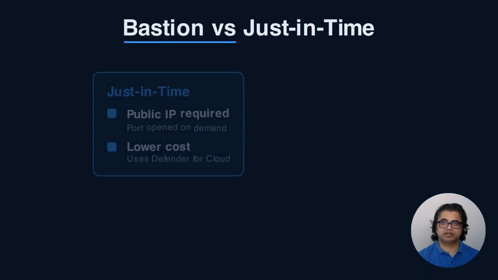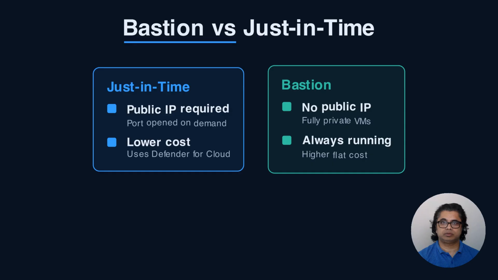The closest competitor is just-in-time access. Both reduce exposure, but differently. Just-in-time still requires a public IP on the VM. It just keeps the port closed until an approved request opens it for, say, 3 hours from your source IP. It's cheaper and leans on your existing tooling. Bastion removes the public IP entirely and gives a smoother browser experience, but it runs continuously and costs more. My rule, if you already run Defender for Cloud and want minimal spend, just-in-time is fine. If zero public IPs is a hard security requirement, choose Bastion.